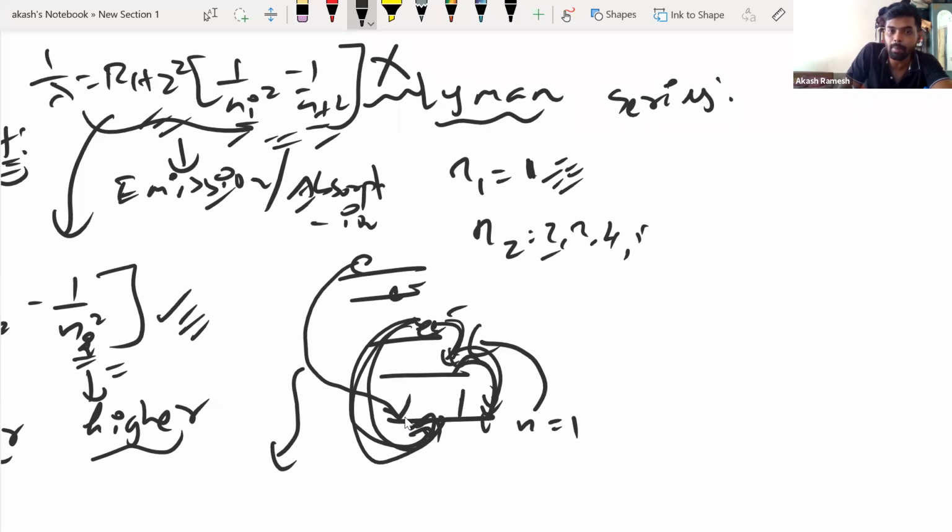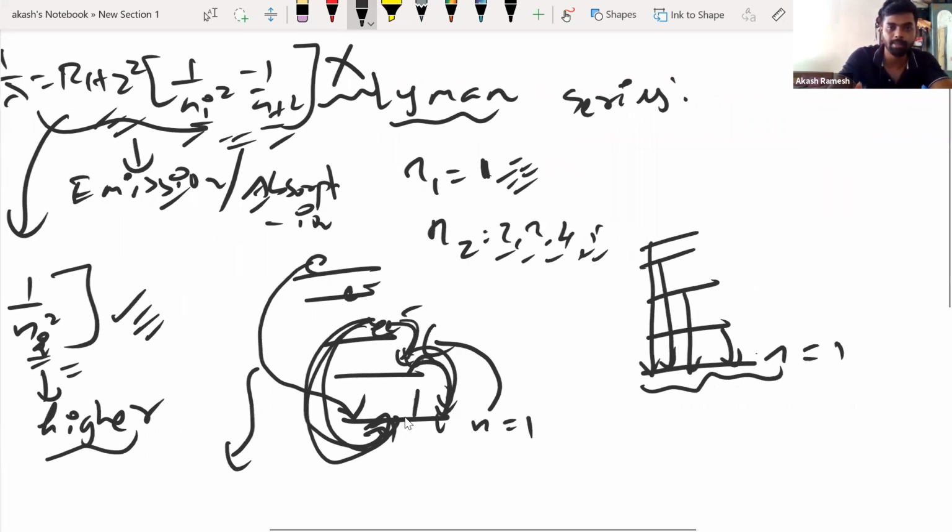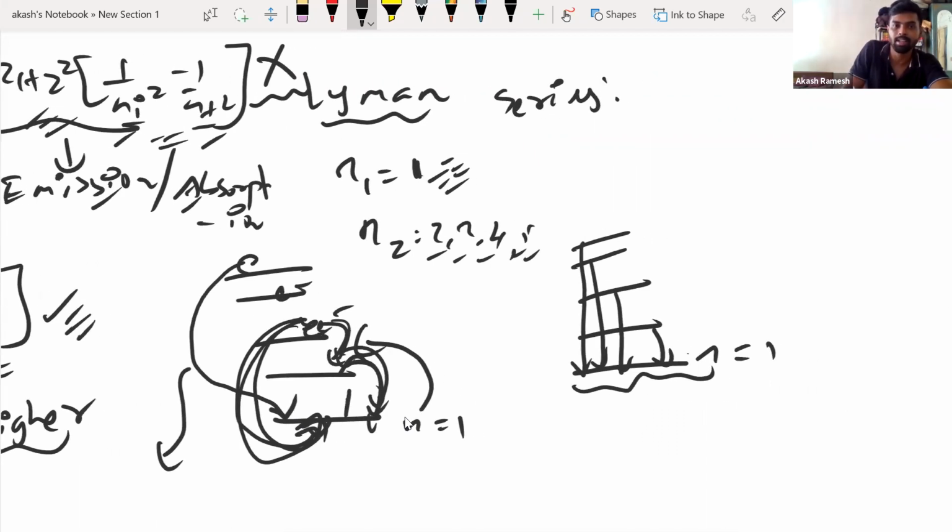And it can come from any other higher orbit. Say this is the first orbit, n is equal to 1. The electron can come directly to here, or it can come from here, from here, from here. It can start from anywhere, but it has to end with n is equal to 1, the first orbit. Okay, so for the Lyman series, it's very simple.